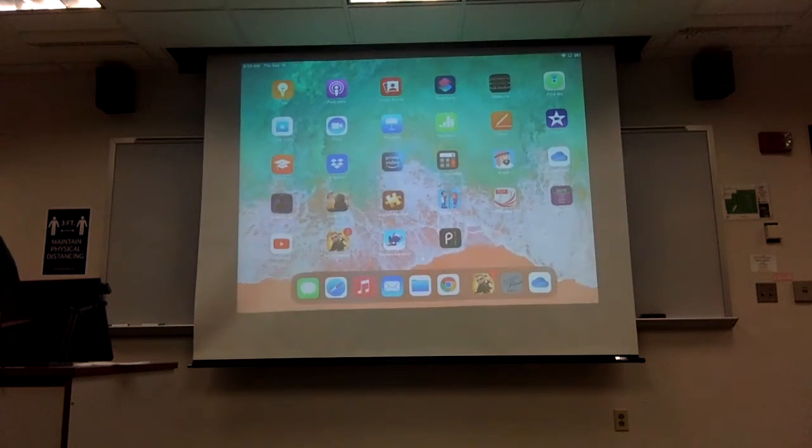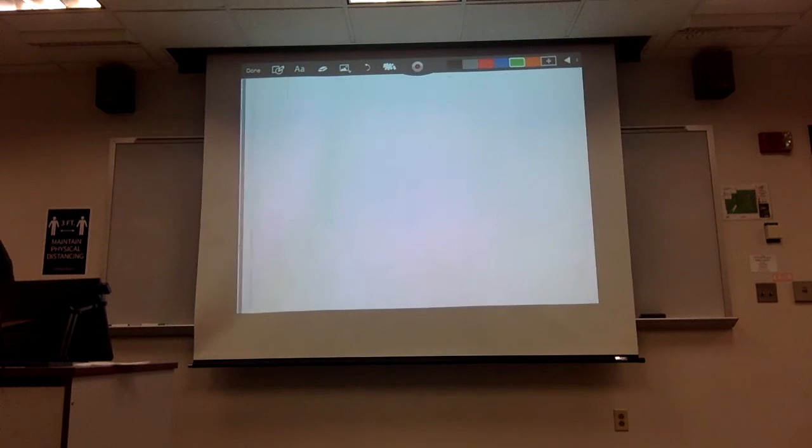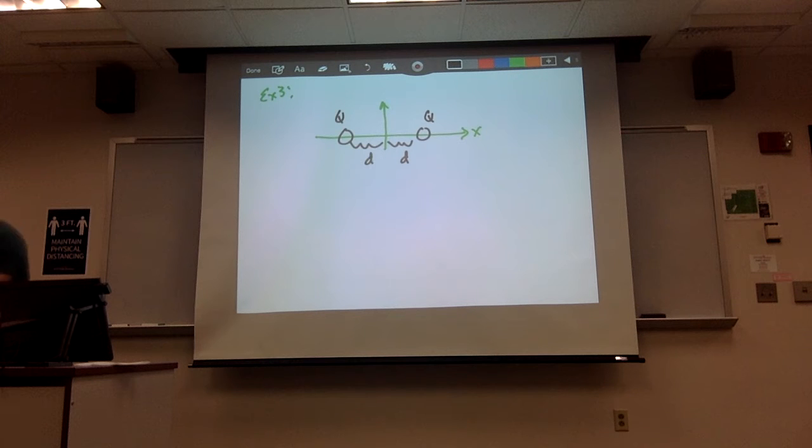So let's start drawing our example number 3. So here is my x-axis. Here is my origin. And I'm going to put 2 charges. So I have one charge here, which is capital Q, where this is the distance of d. Go to another one here, which is also the same charge, capital Q. I'm going to put it at a distance of d away from the origin. Okay, so they're both equidistant away from the origin.